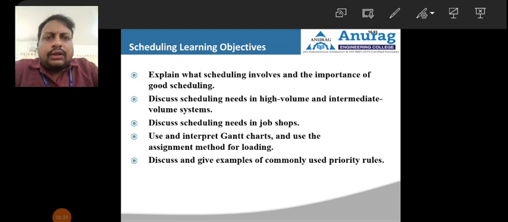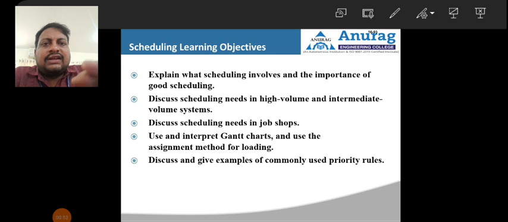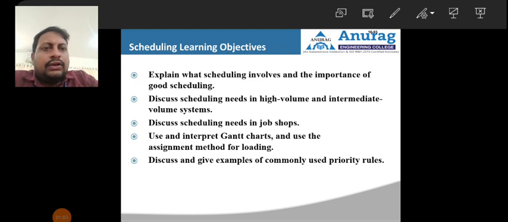After routing, we have another important production planning and control function, and that is scheduling. Scheduling means we are considering the time. In this class, we will see what scheduling involves and the importance of good scheduling, and we are going to discuss and give examples of the commonly used priority rules, scheduling rules.